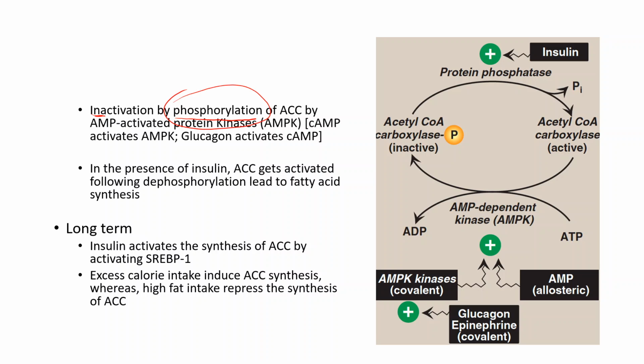This phosphorylation is done by the AMP dependent kinases. Basically, when glucagon binds with the glucagon receptor, it activates the adenylate cyclase, and there is an increased concentration of cyclic AMP inside the cell. Now this cyclic AMP will activate AMP dependent protein kinases. This AMP dependent protein kinase phosphorylates many enzymes and proteins in the cell.